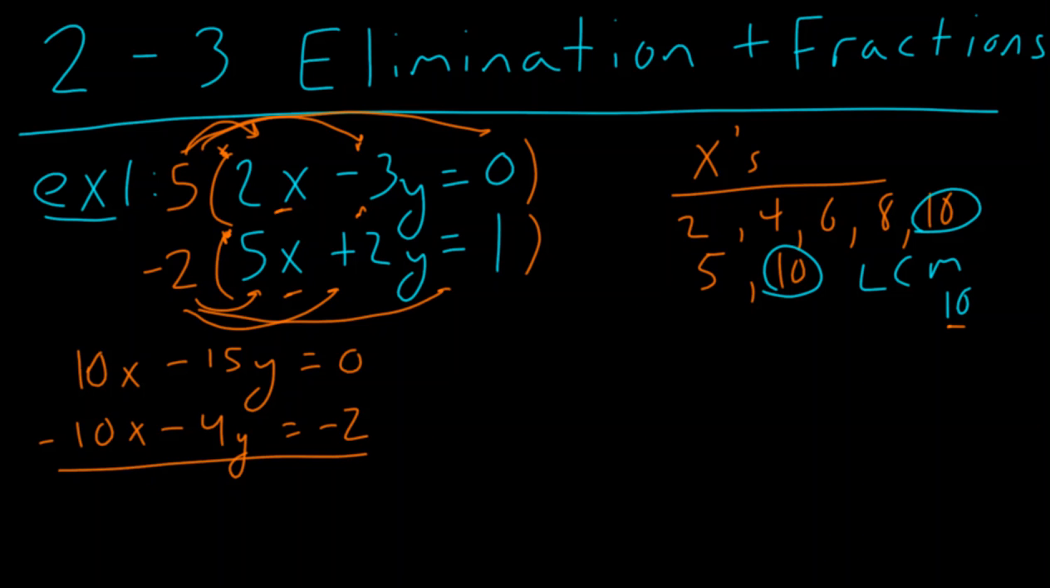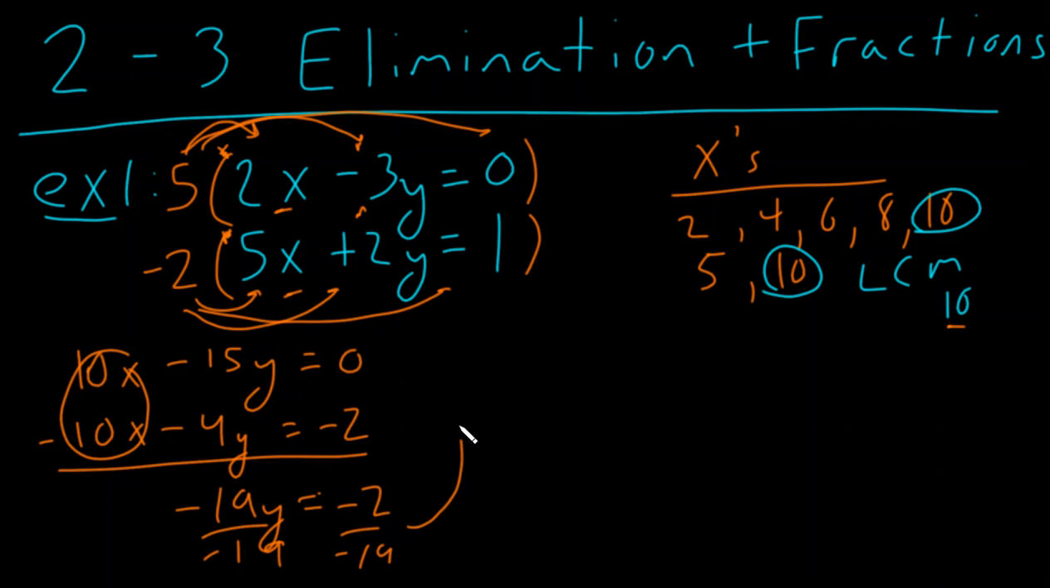Alright, so if I go to add these, we know that my 10x minus 10x actually eliminates, and negative 15y minus 4y would give me negative 19y. Now of course this will equal 0 minus 2, which is negative 2. And if I then go to finish this, I can divide both sides by negative 19, and we will get y is equal to 2 over 19, because we know negative divided by negative is a positive.